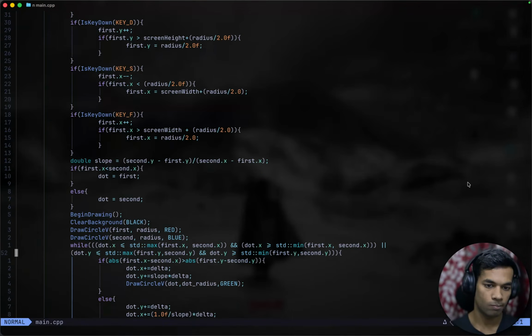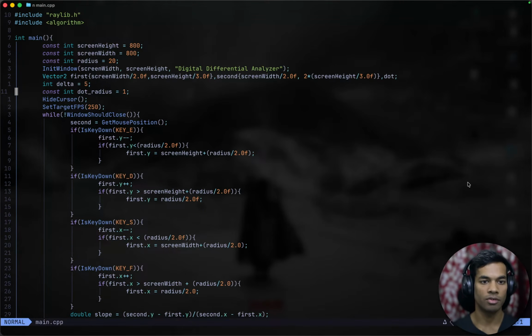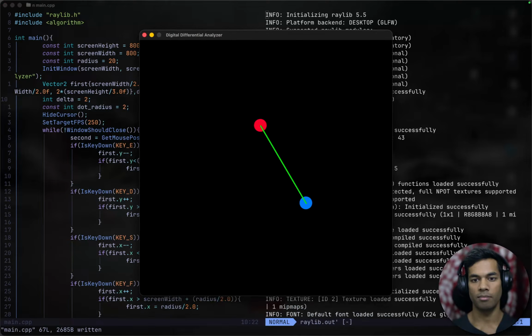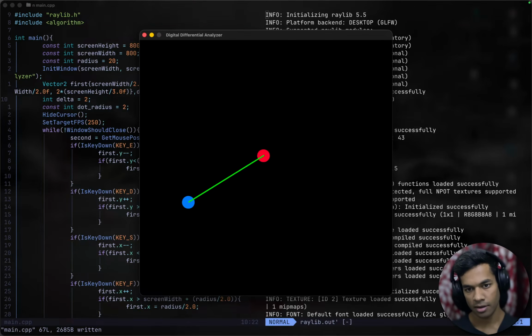Let's increase the radius of the circles by 1 and also decrease the delta, so we will get something very similar to a line. Let's see. Yeah, so that is a line. That is a line. Yes, and here the line is actually going away.